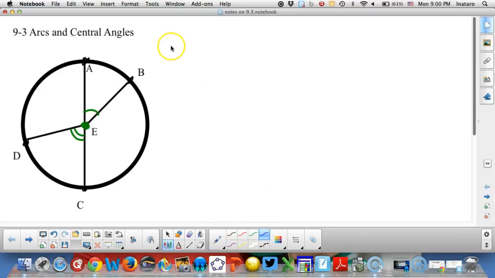So a central angle is an angle with its vertex at the center of the circle.